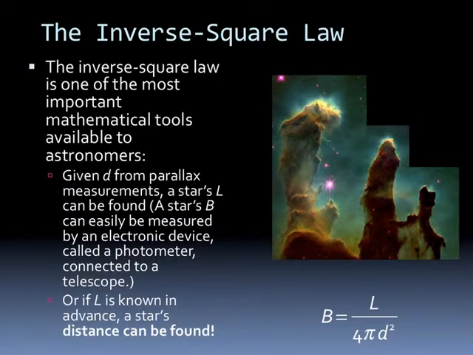The inverse square law is one of the most important mathematical tools available to astronomers. Given, say, distance from parallax measurements, a star's luminosity can be found, because a star's brightness can be easily measured by an electronic device called a photometer. We can connect it to a telescope and measure its brightness. Once we know its distance, we know its luminosity. However, the real power comes if I know the luminosity in advance, and I can measure its brightness, I can then calculate its distance using the inverse square law.